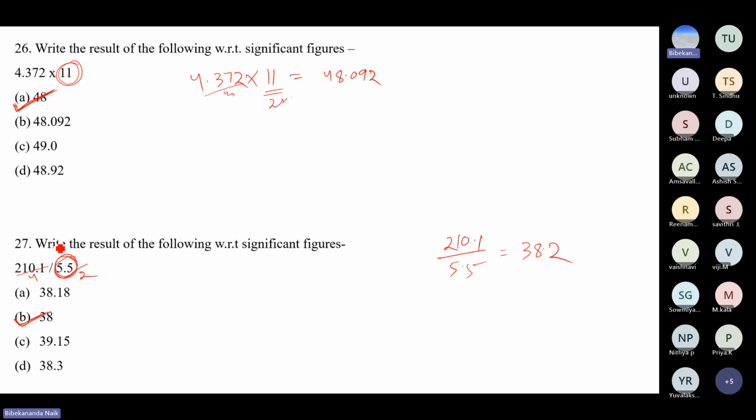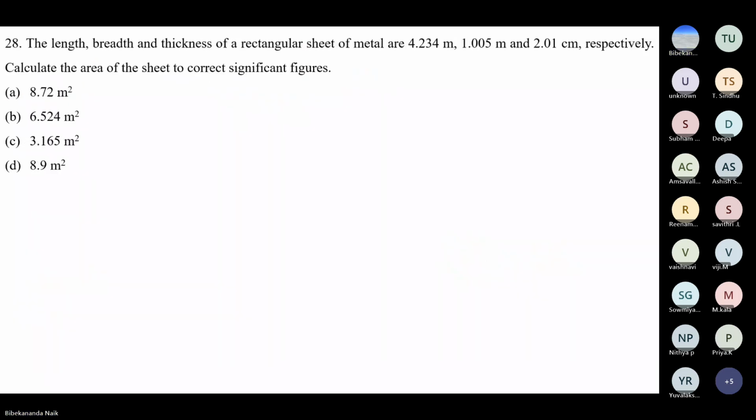So these are a few problems related to significant figures. We had also solved a number of problems to identify the number of significant figures in the first introduction session. So now another question comes.